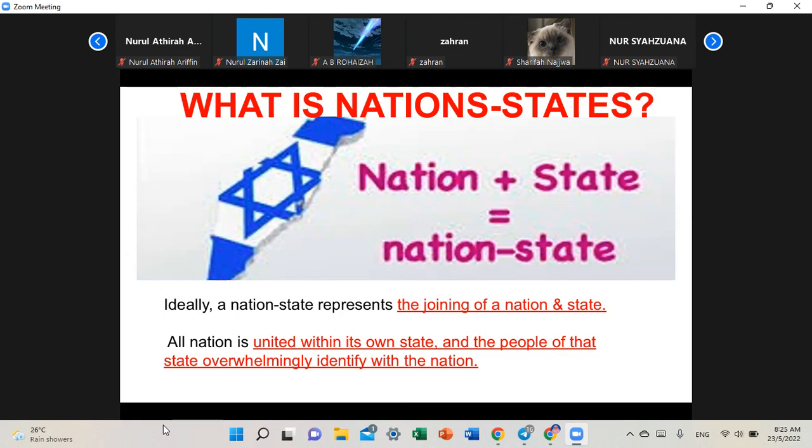But in this case, we want to look at the meaning when we mention nation states. Ideally, a nation state represents the joining of a nation and a state. A nation is united within its own state, and the people of that state overwhelmingly identify with the nation.